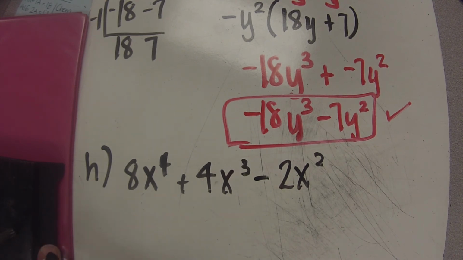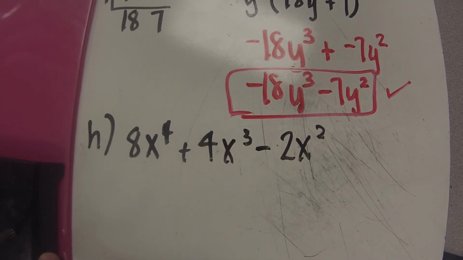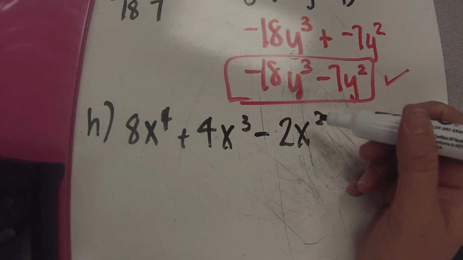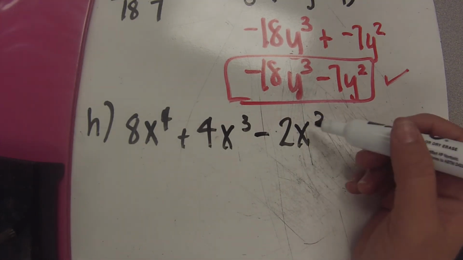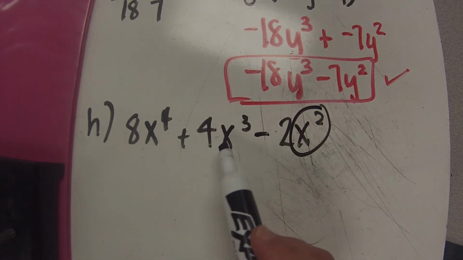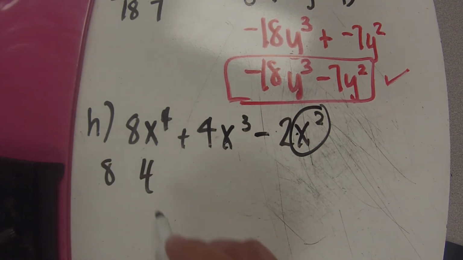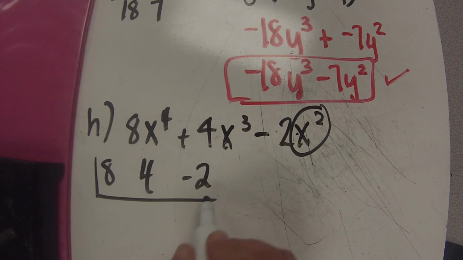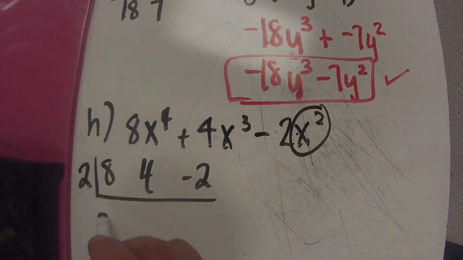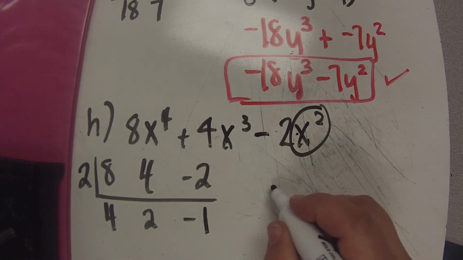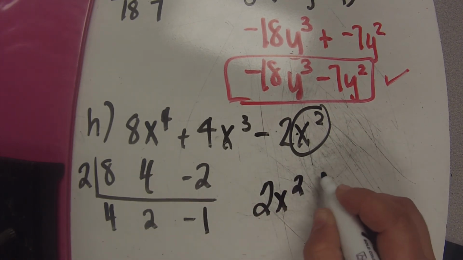So let me move this up just a little bit. So what we have is the most common variable is this x squared. There's an x squared in all of these. Okay, so let's look at just the numbers. 8, 4, and negative 2. Now, I can pull a positive 2 out of all of these. This is 4, this is 2, this is negative 1. And so what I pull out is 2x squared.